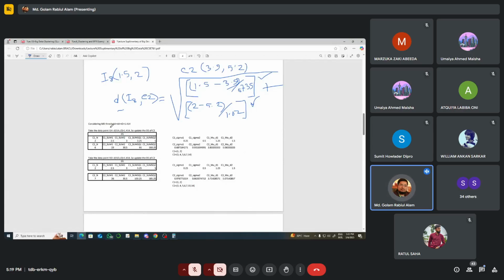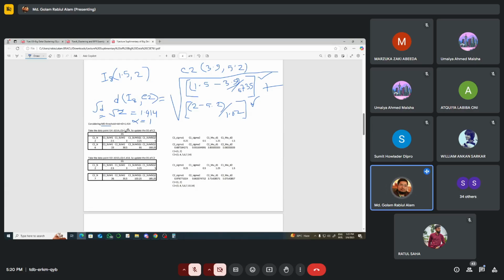Considering here the MD threshold, our Mahalanobis distance threshold, that is square root of d. In our case we have two dimensions, so it is root 2, which is 1.414. Considering alpha equal 1, that means we want to pick just within one standard deviation, the kind of compact clusters we want.